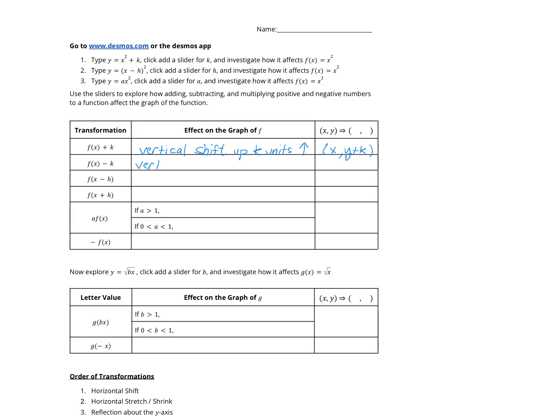So this is a vertical shift down k units. So it's going to lower the position of the graph. Ordered pair becomes x comma y minus k.